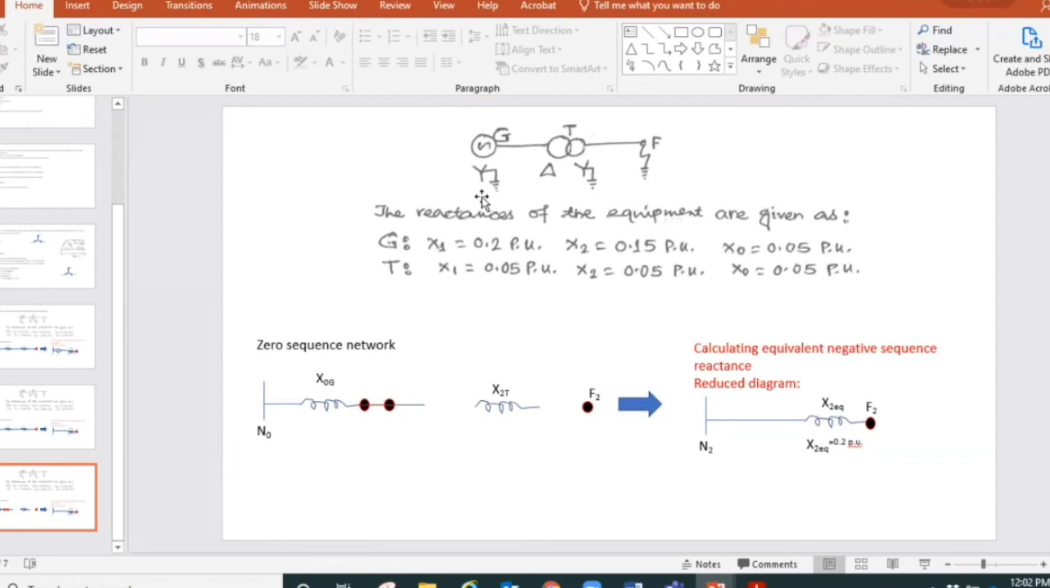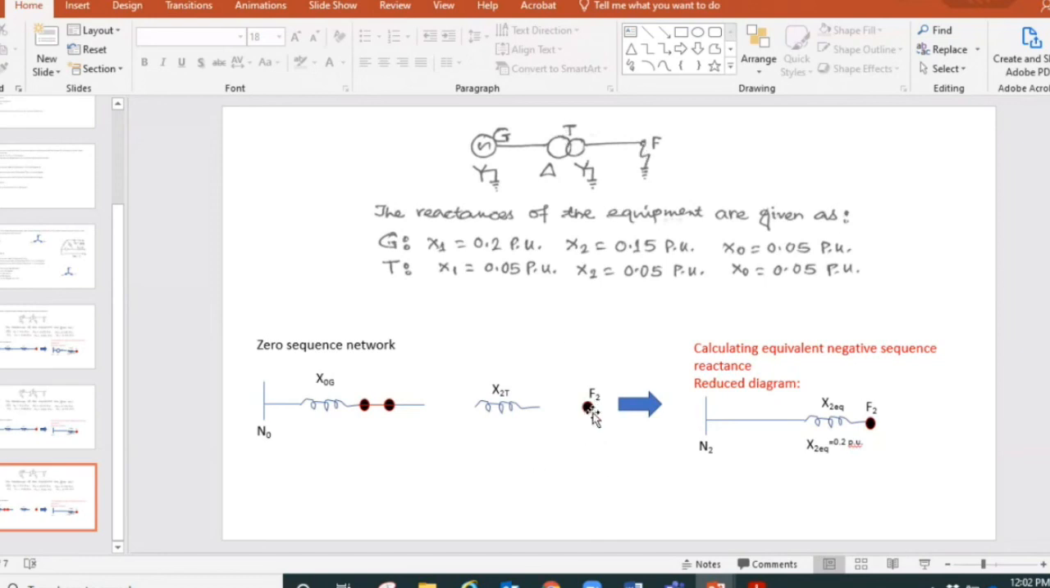If it cannot flow, we'll leave the open as it was. So the generator part is done. Is that clear to everyone? Yes, sir. Okay, so now we're coming to the transformer.